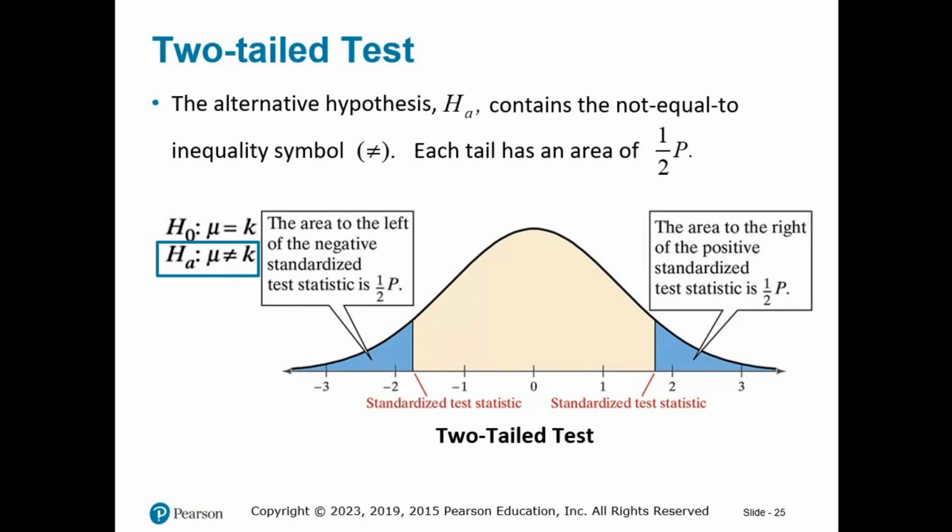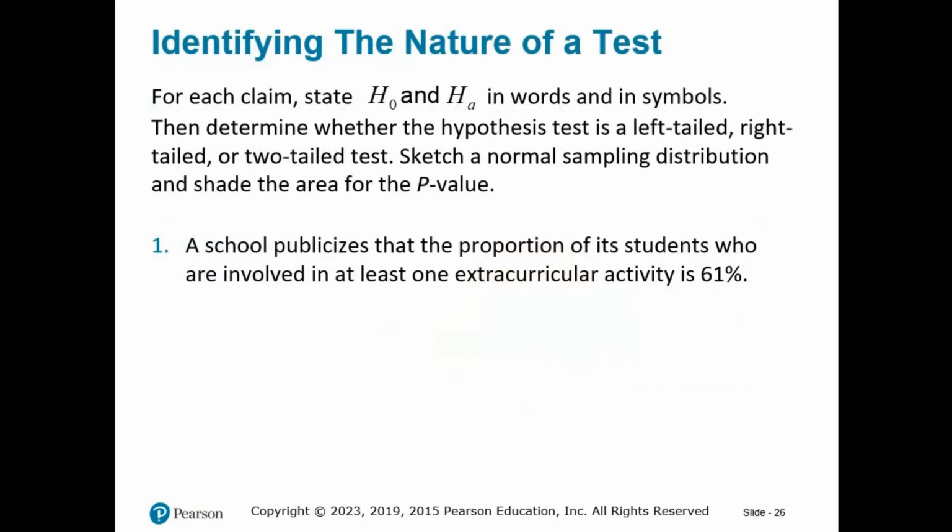Let's look at our examples from before and determine how they would be graphed. For each claim, state H0 and H sub A in words and symbols, then determine whether the hypothesis test is left-tailed, right-tailed, or two-tailed test. Sketch a normal sampling distribution and shade the area for p-value.